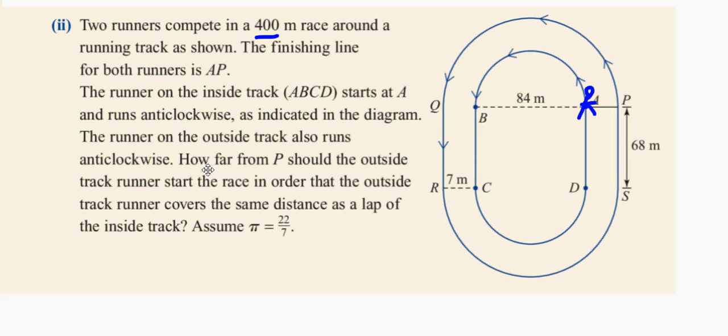How far from P should the outside track runner start the race in order that the outside track runner covers the same distance as the inside track? So, we've discovered that the inside lane, this blue runner, how far does he run if he stays on that line? 400 meters. However, this guy here, he's not going to run 400 meters. He's going to end up running longer. Does that make sense? So usually in the Olympics, they'll have the red guy start up here somewhere. Do you ever see that in the Olympics, the way they stagger it? So that's what's going to happen. So we have to figure out what we need to do.